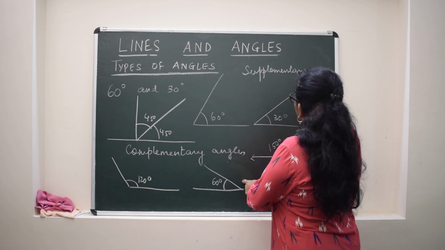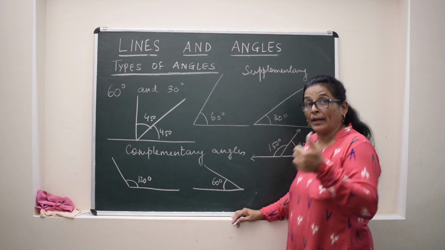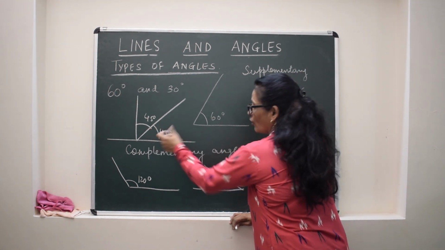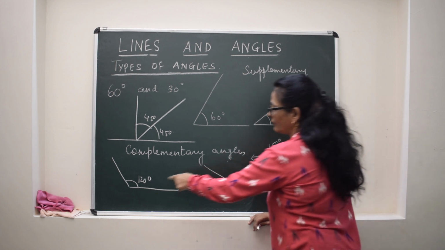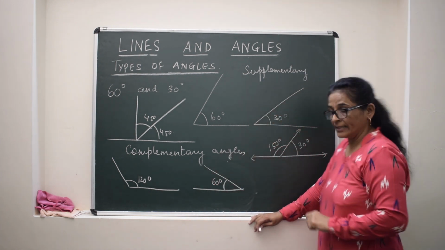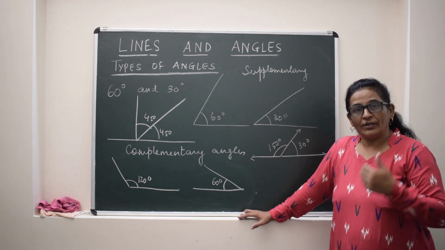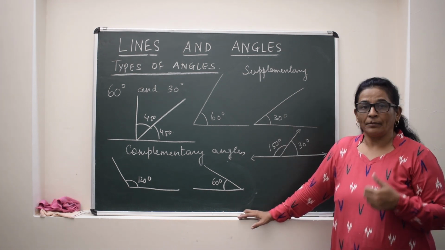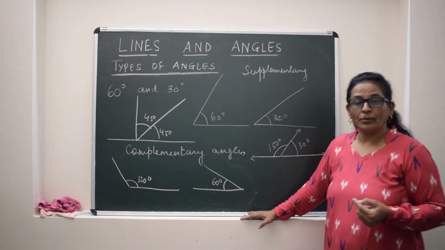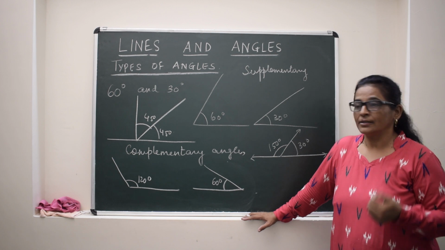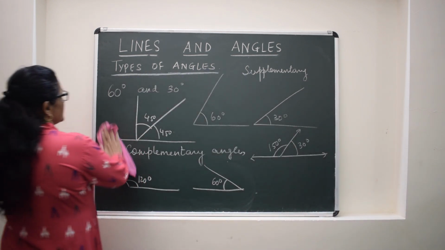So what we have observed, these are two different types which fall in pairs. Means these two are forming one pair, 60 degrees and 30 degrees forming one pair. Similarly, 120 degrees and 60 degrees, here 150 and 30 degrees. Similarly, we will see different types of angles which are coming in pairs, and the names are adjacent angles, linear pair, vertically opposite angles. So let's see the third type, that is adjacent angles.